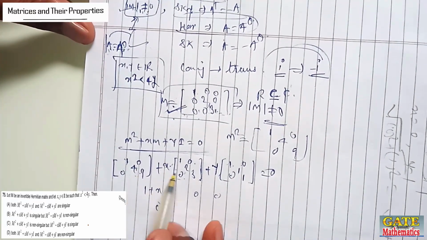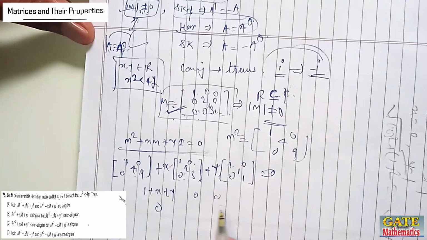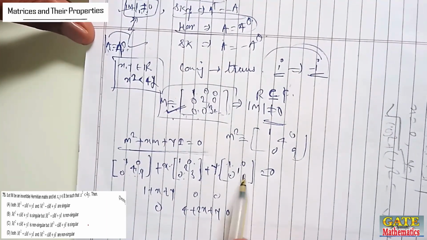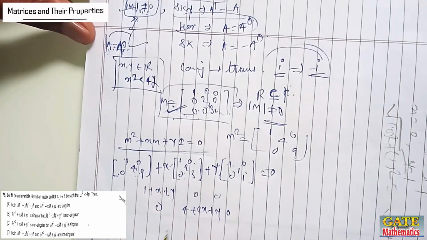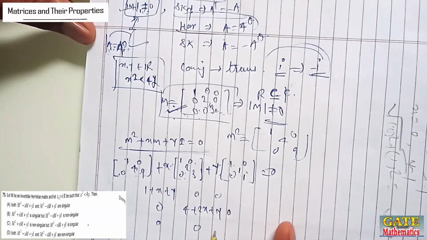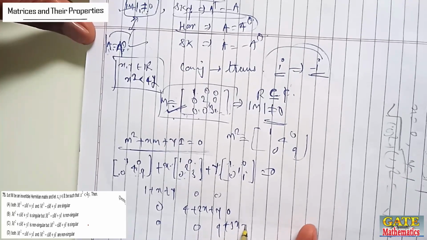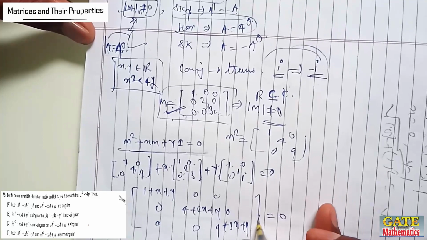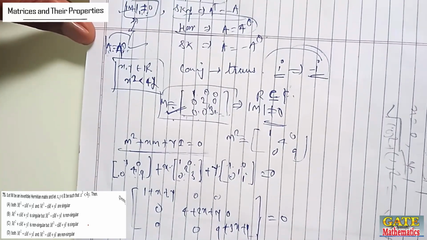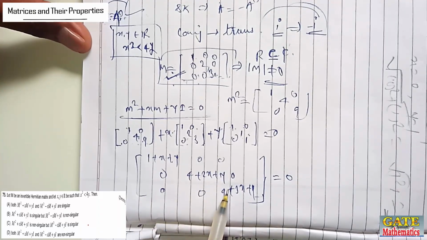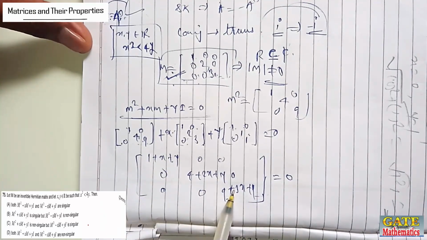Now 4 plus 2x plus y, and the last term is 0, again here 0, again here 0. So 9 plus 3x plus y. So I got this 3 by 3 matrix over here, with 1 plus x plus y, 4 plus 2x plus y, and 9 plus 3x plus y as the diagonal elements.